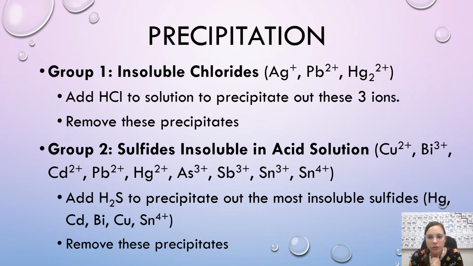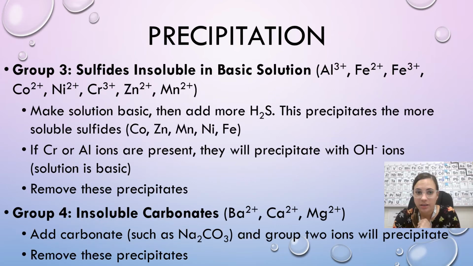Then we're actually going to make the solution basic. By making the solution basic and then adding more hydrosulfuric acid, it's going to precipitate out the remaining sulfides, or things that are insoluble as sulfides, those that are a little more soluble. By making it basic, we're going to make more of those precipitate out because we're going to decrease their solubility. So then we're going to take those precipitates out.